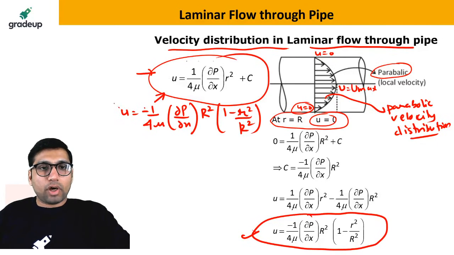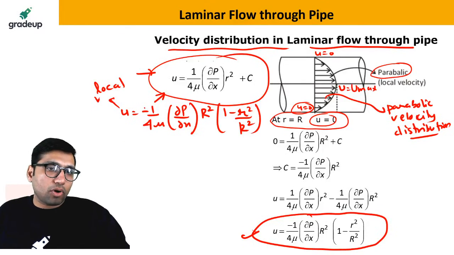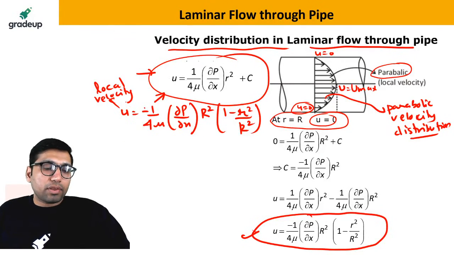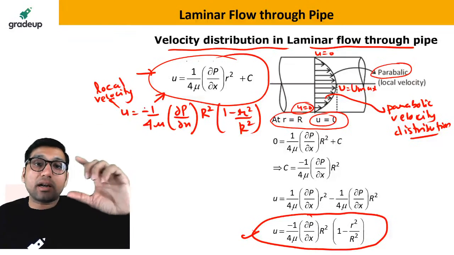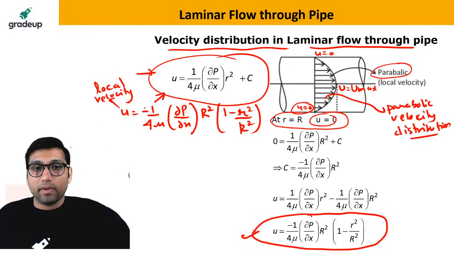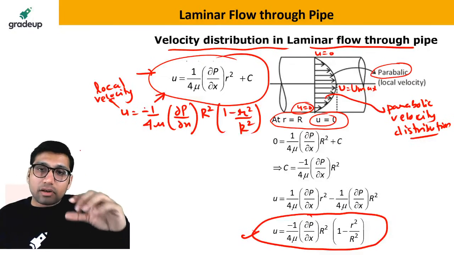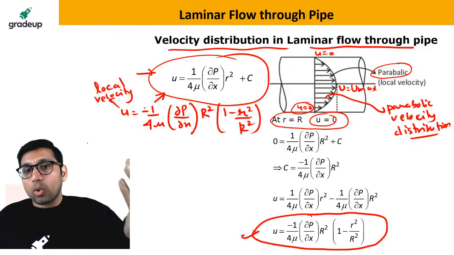This is a local velocity, which varies with some local radius. That is called local velocity. Local velocity is that velocity which varies in a particular region of the flow through pipe. It varies with respect to distance or with respect to a local radius.